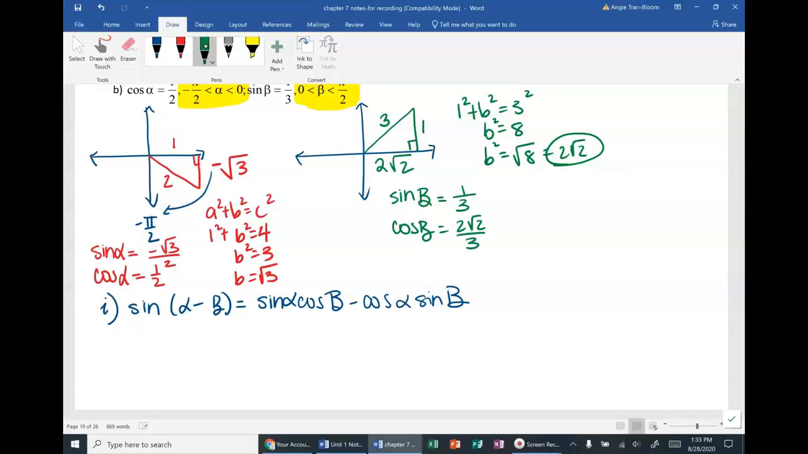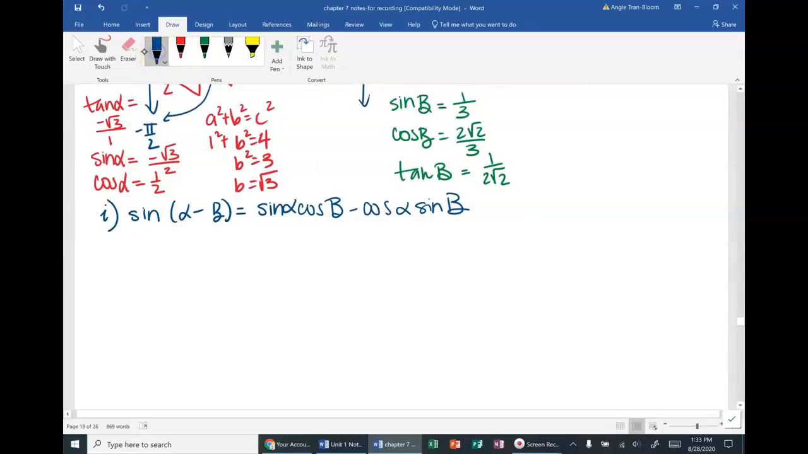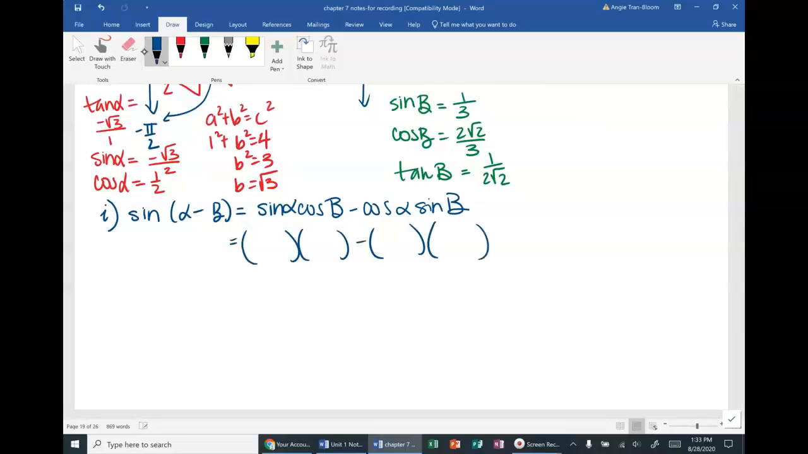Now we can go even a step further because in 3i we need tangent, so we can go opposite over adjacent. We can simplify that later. Same thing over here. Tangent of alpha is opposite, which is negative rad 3 all over 1, which is really negative rad 3. Now that we have all of those, I can move up and just fill it in, right? Sine, cosine, cosine, and sine. We wrote them all down. Now we just have to find them.